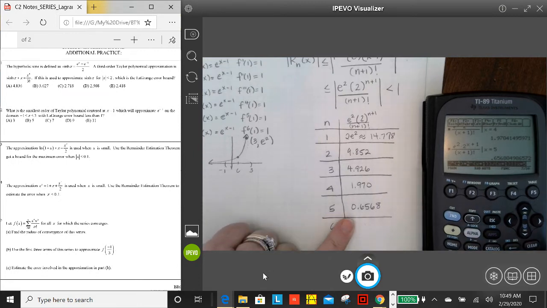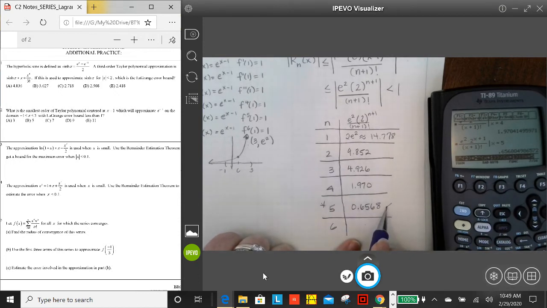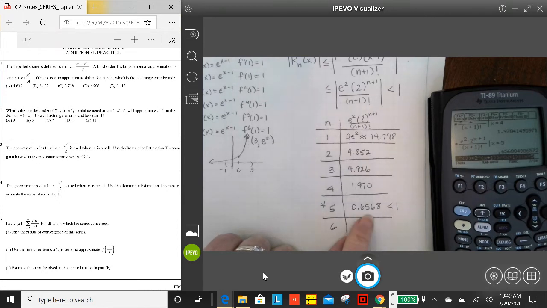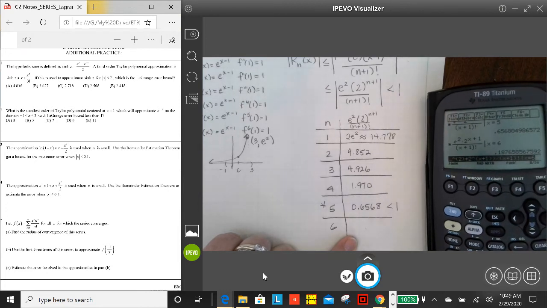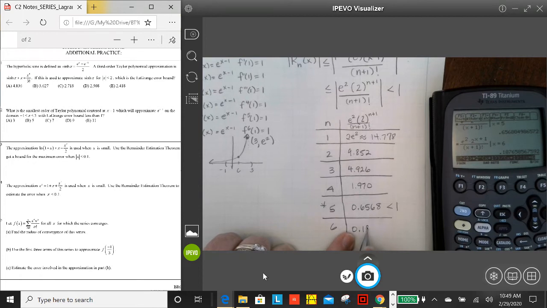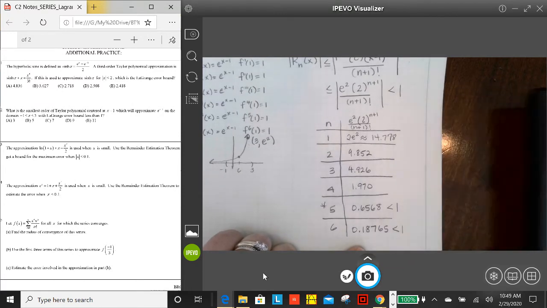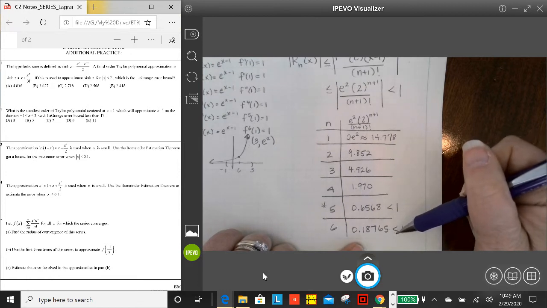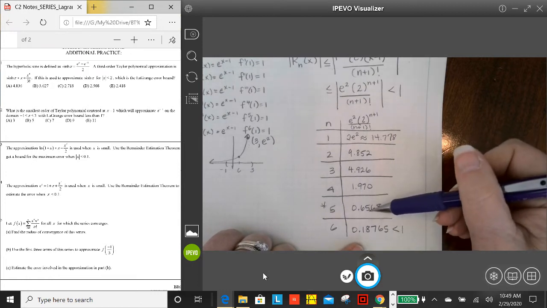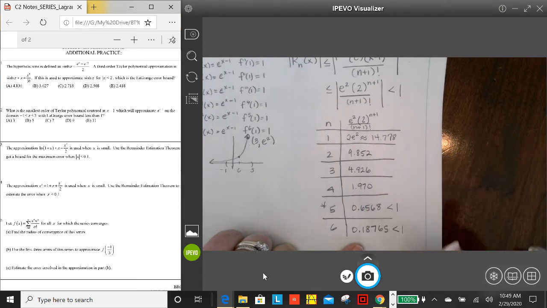All right, well, guess what? This is the first one that is less than 1. And the question said, what's the smallest order? Well, the smallest order is going to be 5. Now, I'm going to just do 6 for kicks and giggles here. And is the error less than 1 there? Well, yeah, clearly it is, right? Because we get 0.18765. So this is also less than 1. And I had a question stating, well, if 6 is less than 1, sure, 7 is going to be less than 1. All the ones after 5, 5 and later, are going to be less than 1.